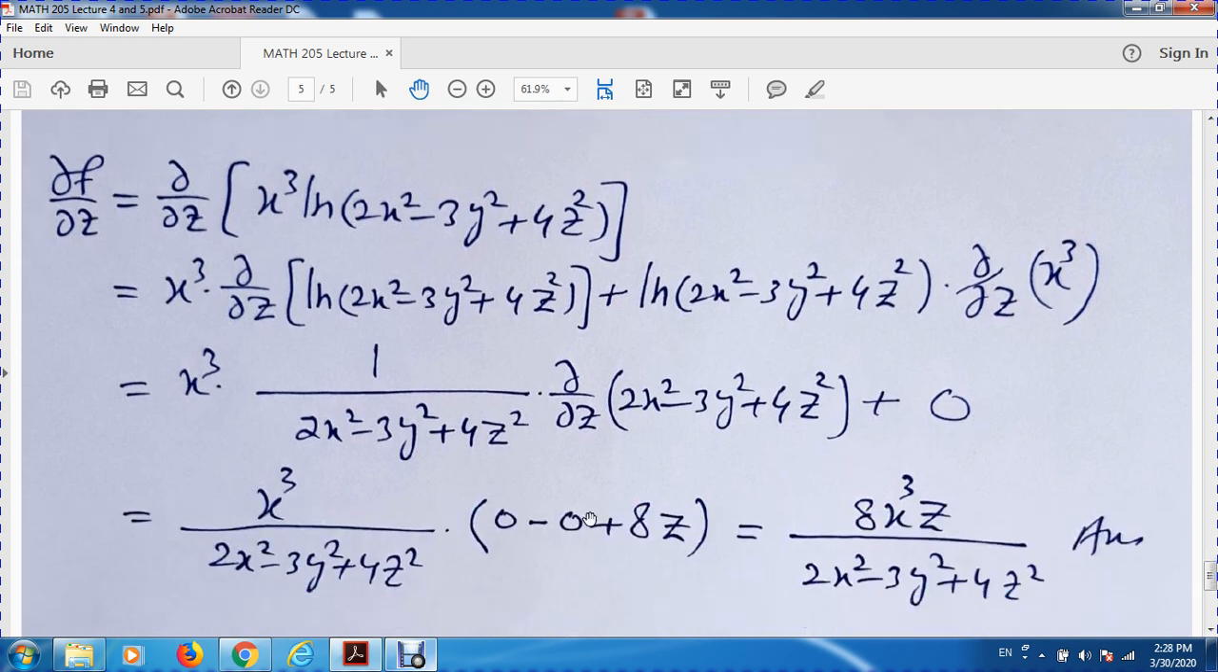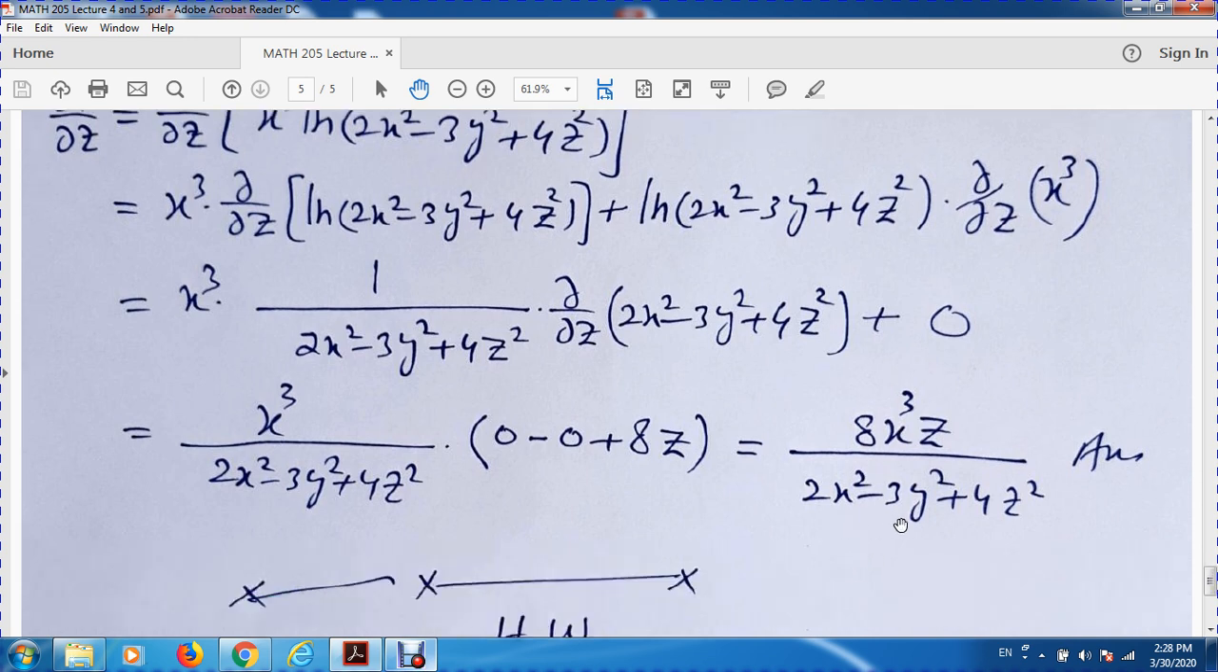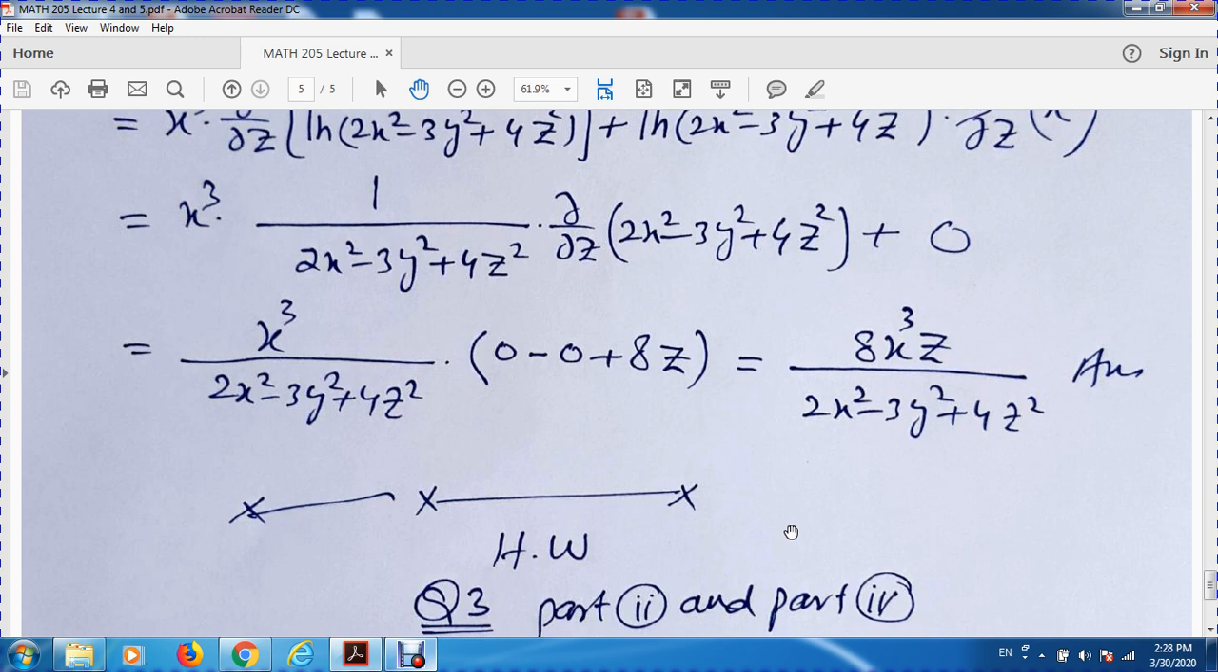Therefore we have x^3 over 2x^2 minus 3y^2 plus 4z^2, and the derivative of 2x^2 with respect to z will be 0 because no z is involved, 0, here z is involved, so 2z, and 2 into 4 is 8z. So 8z multiplied by x^3, so this will be 8x^3 z divided by 2x^2 minus 3y^2 plus 4z^2.